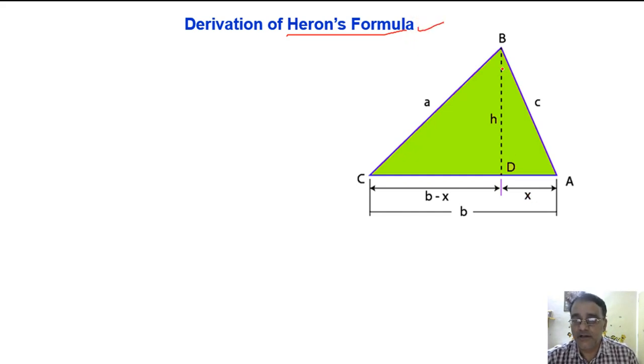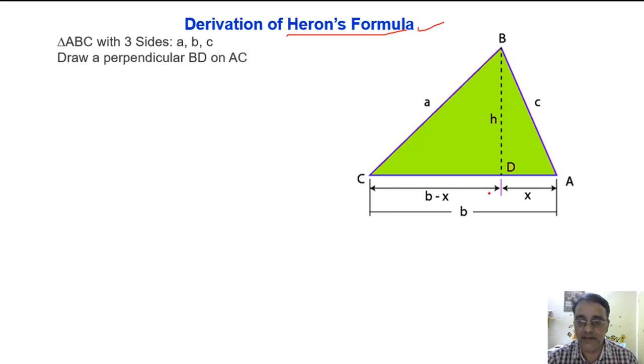So draw BD perpendicular to AC. Okay, and let BD be equal to H, BC equal to a, AB equal to c, and AC equal to small b. Let this side be x. If this becomes x, then this will become b minus x.